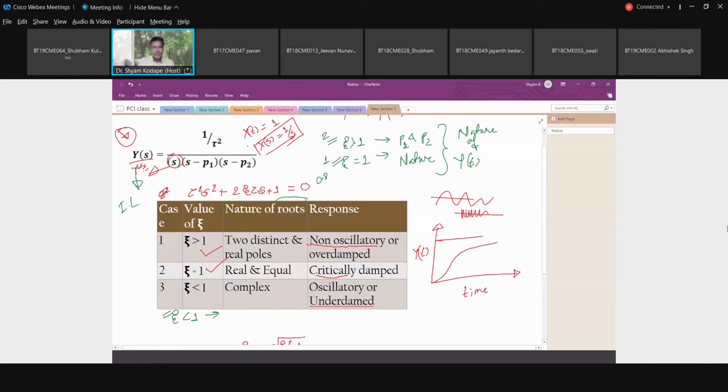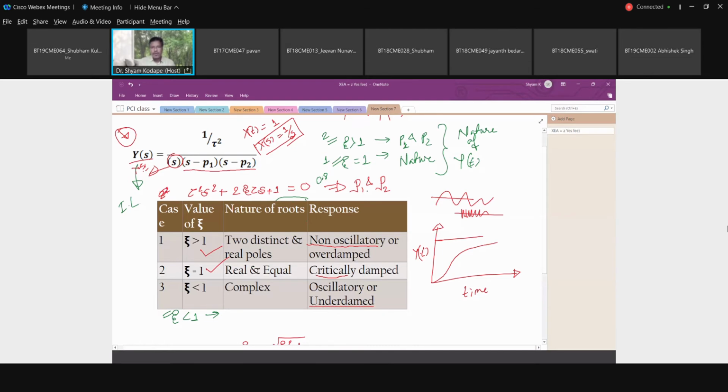So actually, this Y(s) depends on the solution of the quadratic equation which is in the denominator, in terms of s. Tau square s square plus 2 xi tau s plus 1 is equal to 0. It gives us the poles. We call them the poles, that is P1 and P2. For the quadratic equation, these P1 and P2 are nothing but the solutions which satisfy this particular equation. Now, y(t) is a function of P1 and P2.